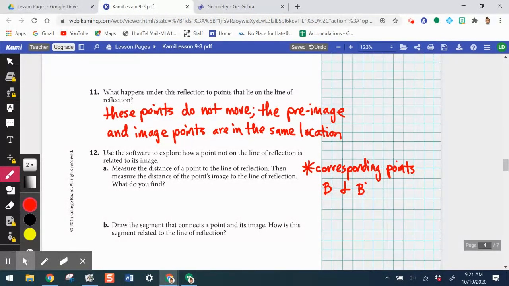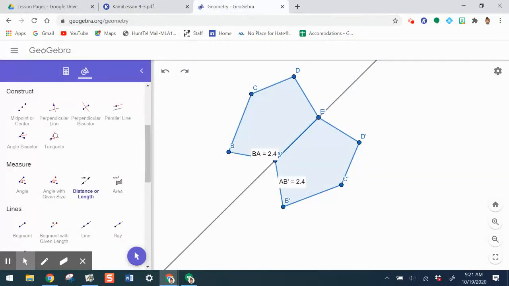And so they ask us to measure the distance from that point to the line of reflection and its image to the line of reflection. And then part B says, draw the segment that connects a point and its image. How is this segment related to the line of reflection? So let's pop back over to GeoGebra.